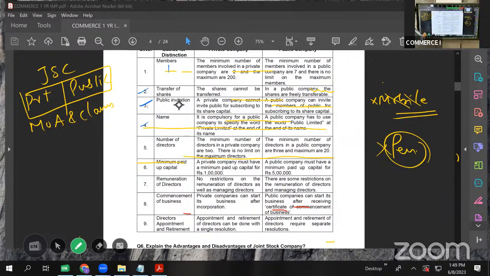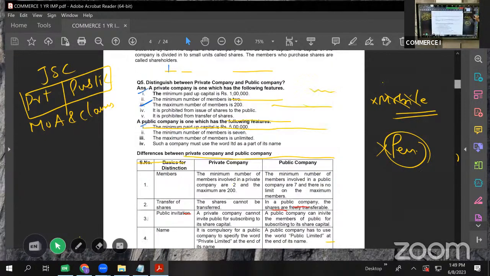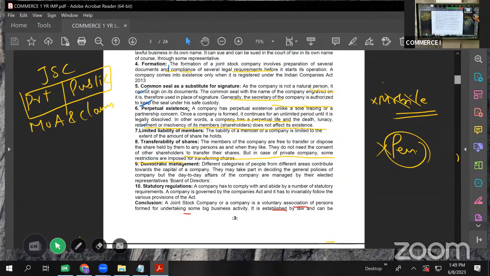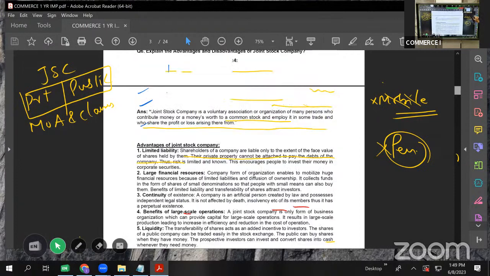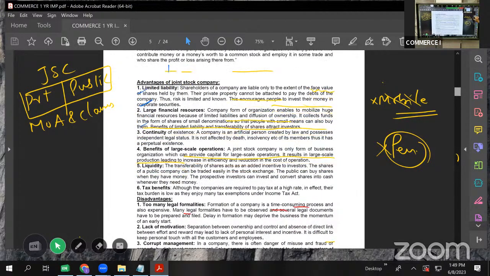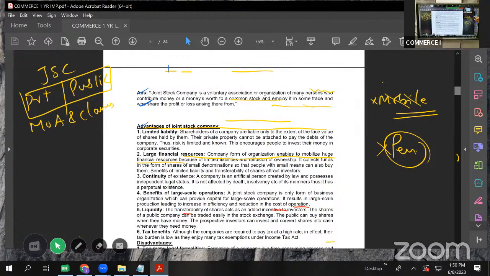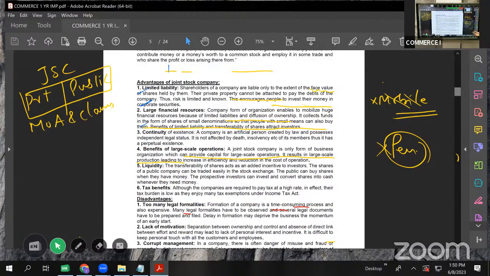Okay, the next one is, if you see in the sequence, we have advantages and disadvantages of joint stock company. I'll tell you one short trick. These advantages and disadvantages come out of features only, no?